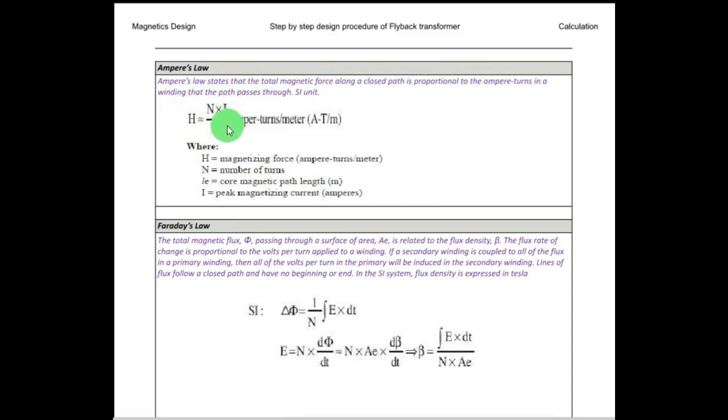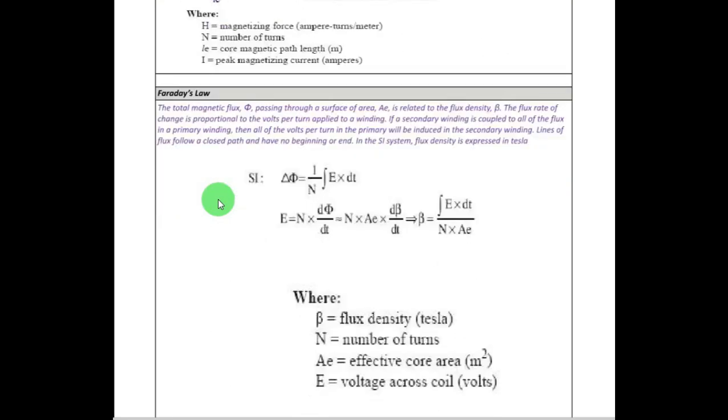If you see here, H is the magnetizing force. H is given by N times I divided by LE. The unit of H is ampere turn per meter. Where H is the magnetizing force, N is the number of turns, LE is the core magnetic path length, and I is the peak magnetizing current in amperes.